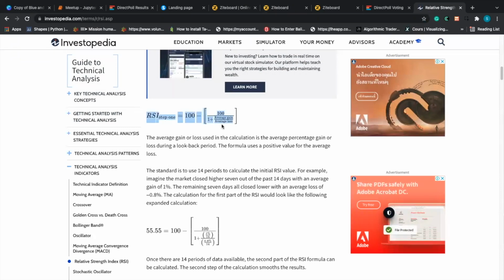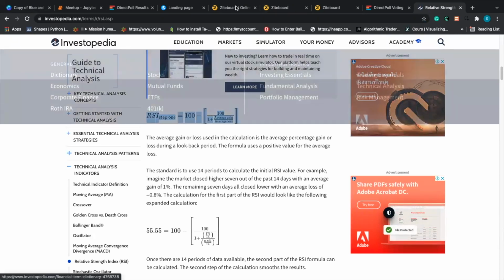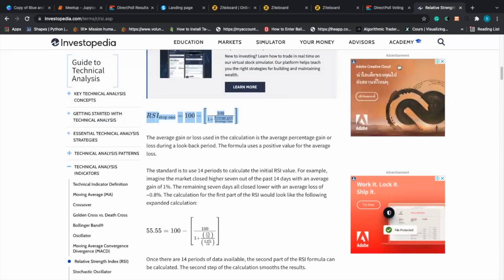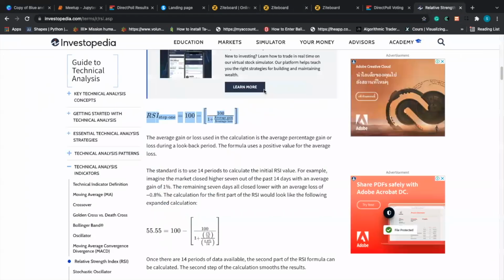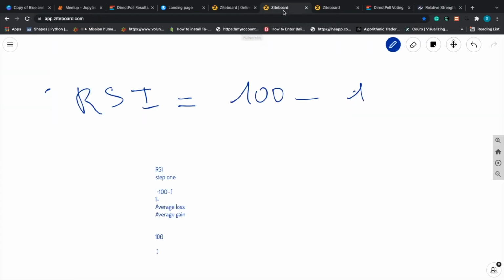Essentially, how does the RSI work? If we go back, let me try to copy and paste it here. Okay, let me try to paste it. If you take a look at the RSI, its value is going to be determined by 100 minus 100 divided by 1 plus the average gain over the average loss. That's important mainly for you to understand the intuition behind the RSI.